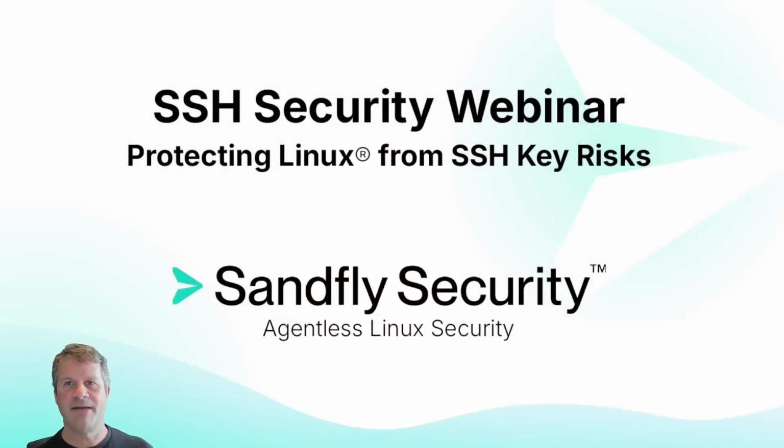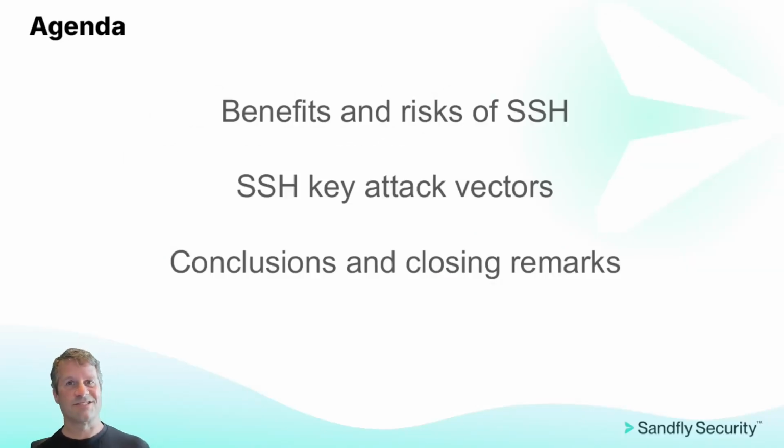For the talk today, I think it's important to understand that we have a really simple agenda. Essentially, we're going to be talking about the benefits and risks of SSH. We're going to talk about the SSH key attack vectors that are very common in terms of Linux intruders and how they're going to move about your network once they gain access. And we're going to wrap it up with some conclusions and hopefully some tips you can use to help secure your systems against this type of threat.